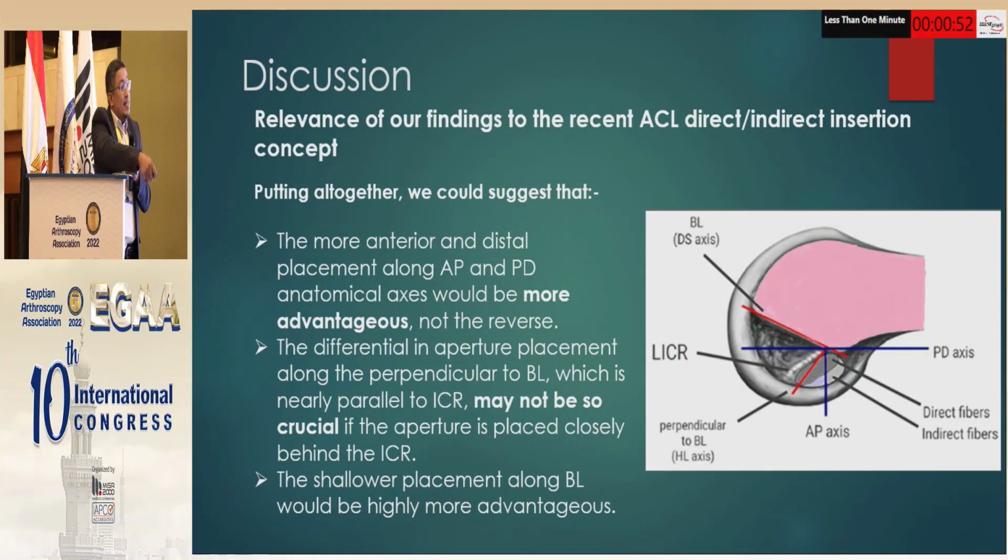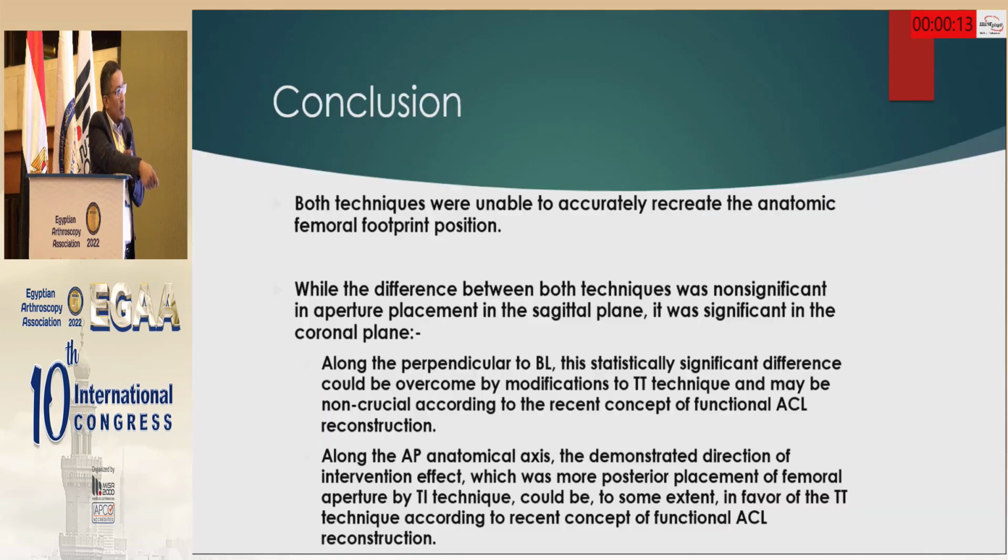We want to overlap these axes which we assessed on the direct and indirect fibers insertion. We could find that the lateral intercondylar ridge is at 30 degrees angle with the proximal distal axis and at 70 degrees angle with the Blumensaat line. So when we overlap this, we could suggest that the more anterior and distal placement along the anteroposterior and the proximal distal anatomical axis would be more advantageous, not the reverse, and the differential in the aperture placement along the perpendicular to Blumensaat line may not be so crucial if the aperture is placed closely behind the intercondylar ridge.